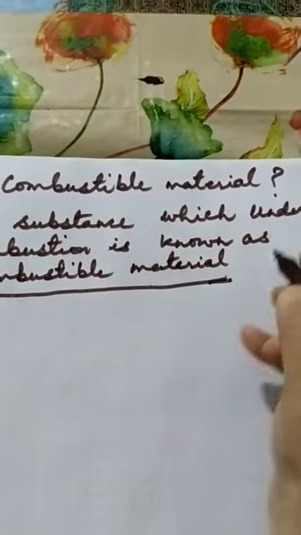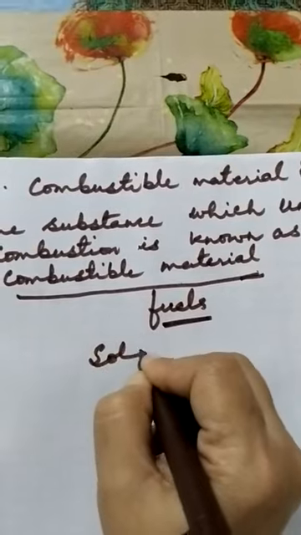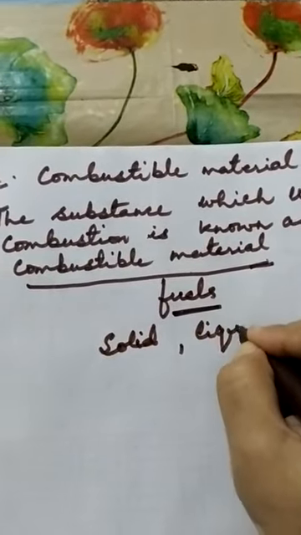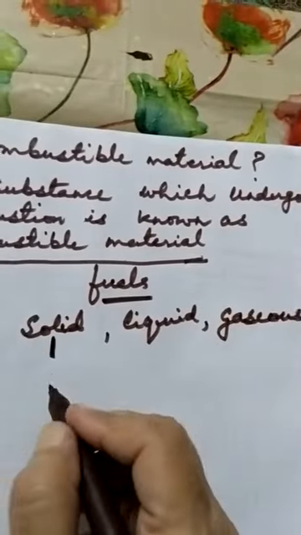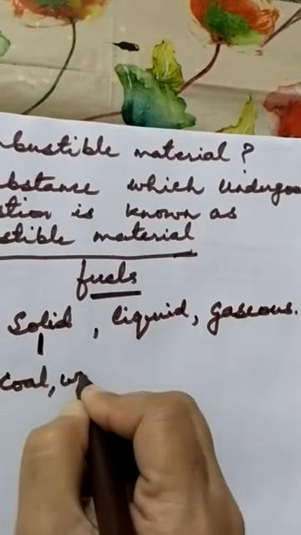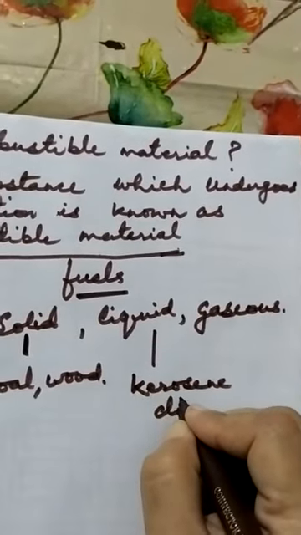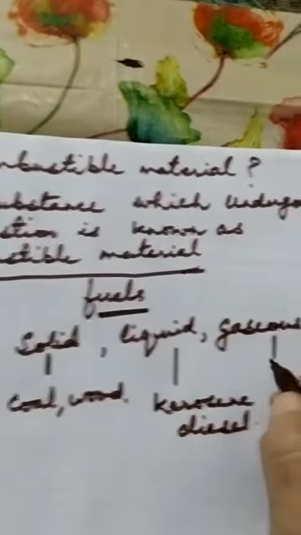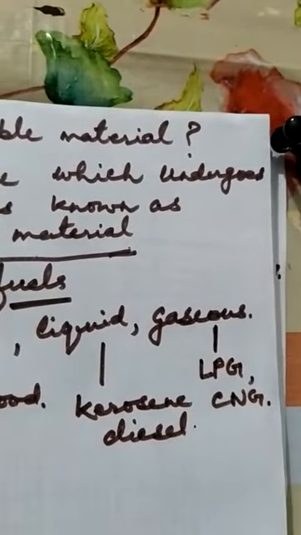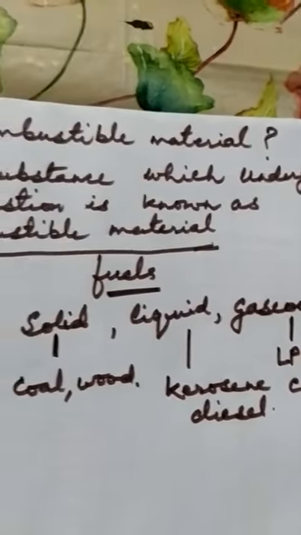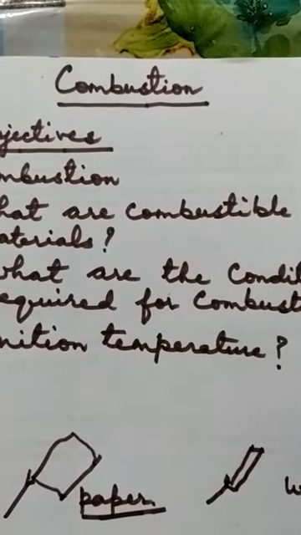Combustible materials are also known as fuels. It may be solid fuel, liquid fuel, or gaseous fuel. Examples of solid fuel are coal, wood, etc. Liquid fuels are kerosene, diesel, petrol. And examples of gaseous fuel are LPG, CNG, etc. Now, this is also clear. What are combustible materials? Now, the third one is, what are the conditions required for combustion?